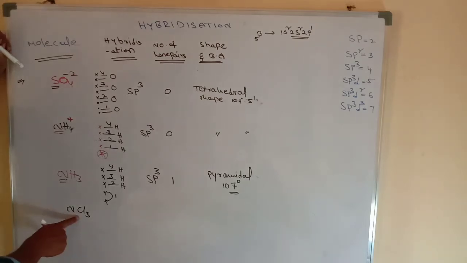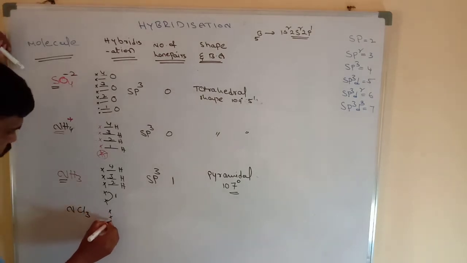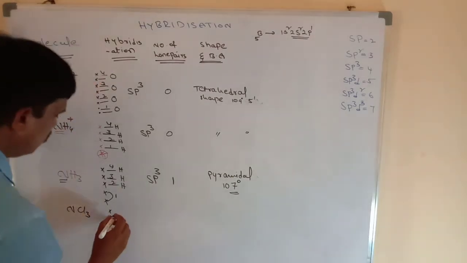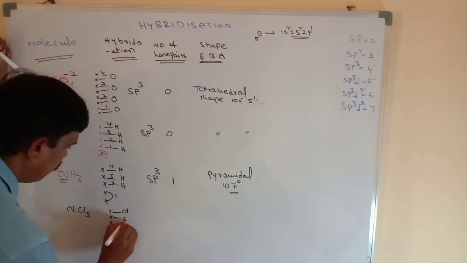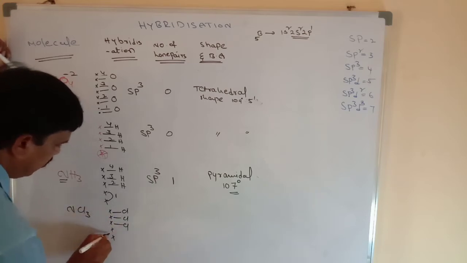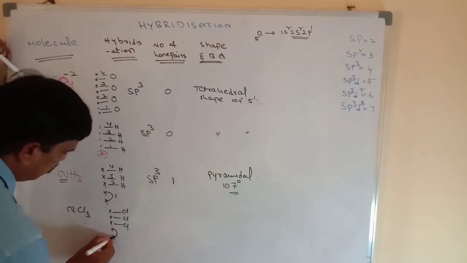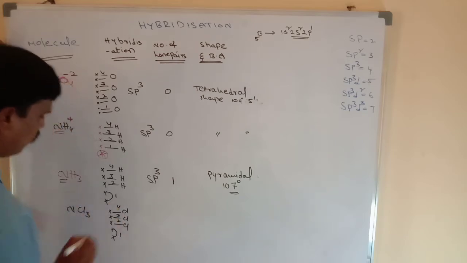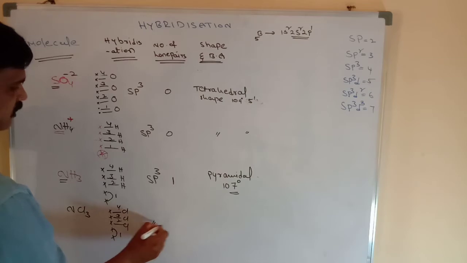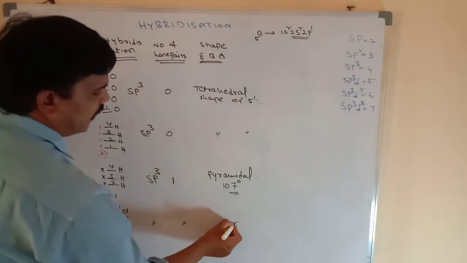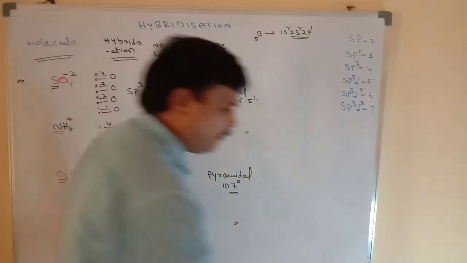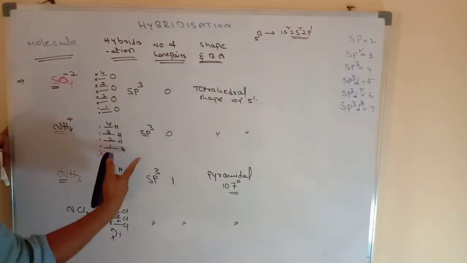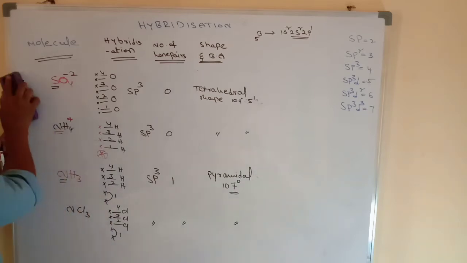In NCl3 also, nitrogen belongs to the fifth group, so write 5 dots. Each one bonds with 1 chlorine. The remaining dots are paired, giving 1, 2, 3, 4. In NCl3 also we get sp3 hybridization with 1 lone pair and pyramidal shape. These are a few more examples for sp3 with 0 lone pairs and sp3 with 1 lone pair.